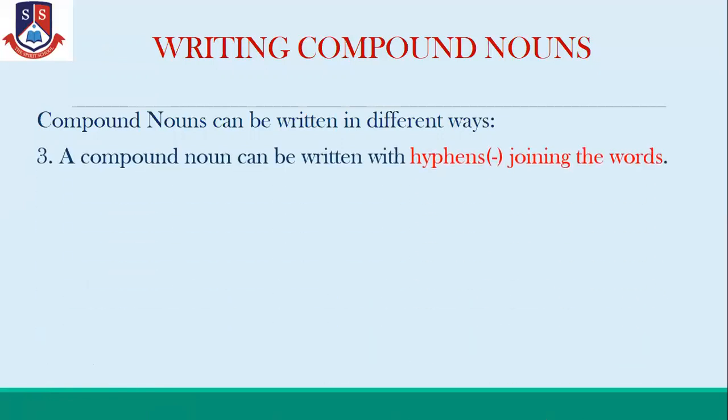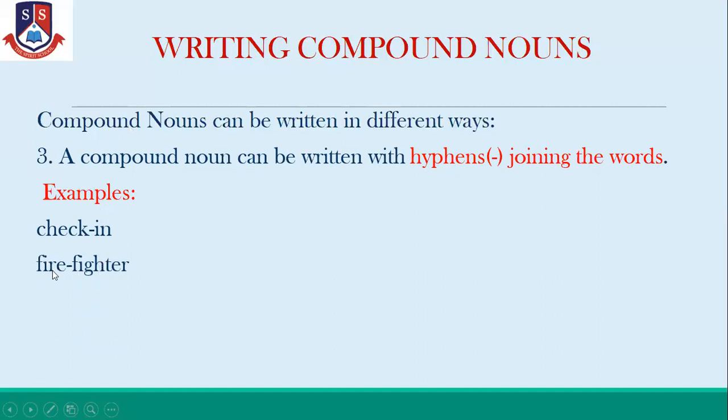Now we see the third type of writing the compound nouns. A compound noun can be written with hyphens joining the words. You see, hyphen is this dash sign, and when it is written between the two words, then it makes up the compound nouns. For example, check-in. Check is itself a word, and when hyphen is given and in is there, then it becomes a compound noun.